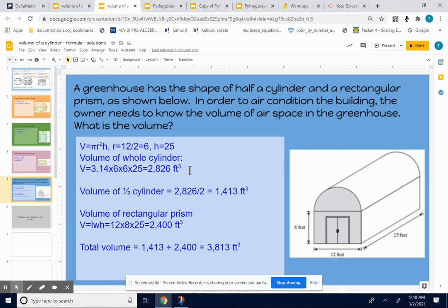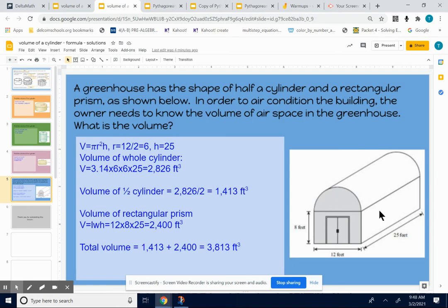Okay, but I'm only looking at half of a cylinder, so I got to take that answer and cut it in half. Okay, divide it by 2. I get 1,413 cubic feet. So there's 1,413 cubic feet in the half cylinder.